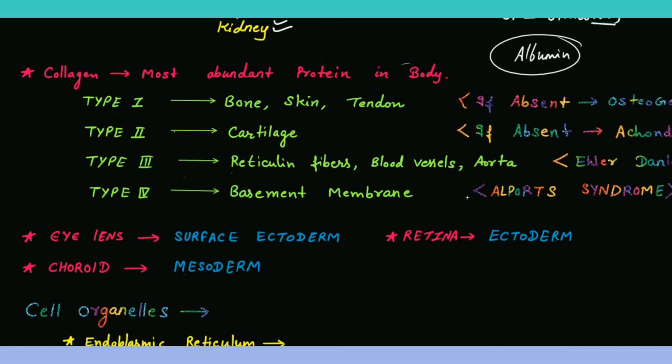Type 1, remember, 1 means bone: it is present in the bone, skin and tendon. Type 2 is present in the cartilage. Type 3 is present in reticulin fiber, blood vessels and the aorta. Type 4 is present in the basement membrane.